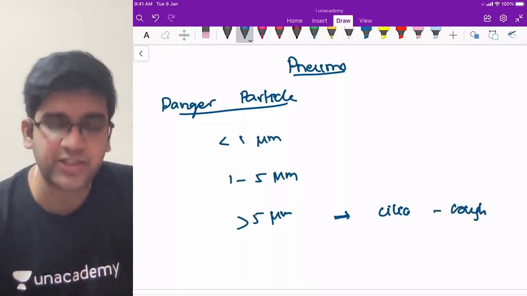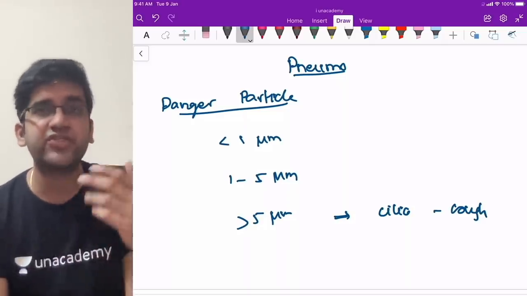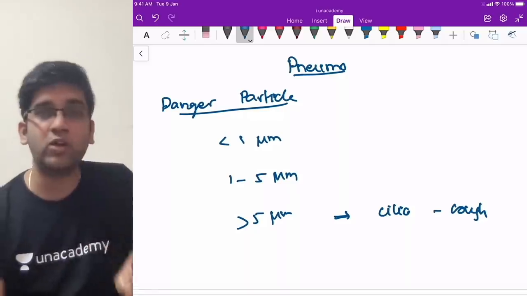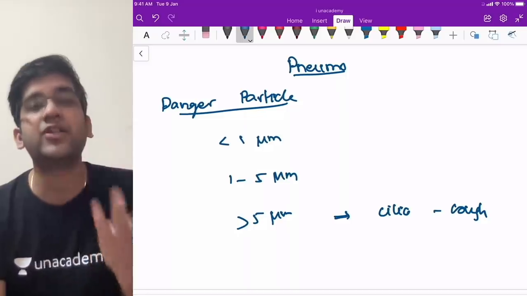So definitely you must have experienced this when you go into a smoky environment, a road with lots of smoke, the first involuntary reflex is cough, which means I have inhaled particles greater than 5 micron diameter, and it's going to get caught up here and it's going to be thrown outside.